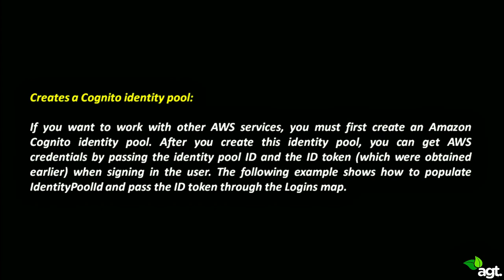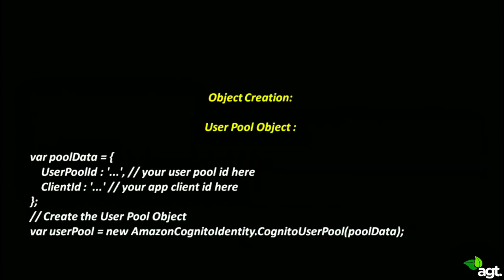After you create this identity pool, you can get AWS credentials by passing the identity pool ID and the ID token, which were obtained earlier when signing in the user. The following example shows how to populate the identity pool ID, and how to pass the ID token through the logins map. So this is a sample code, and the second one is object creation, the user pool object.